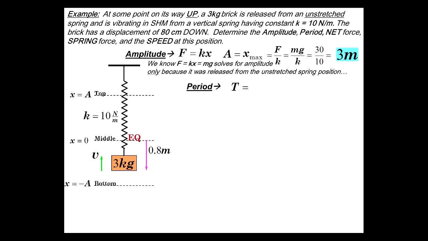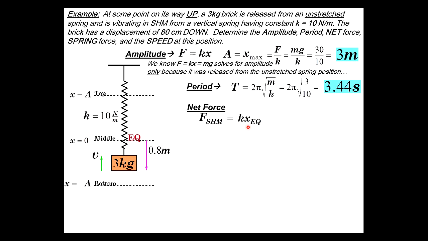Now let's find the period. Period, 2 pi square root of m over k. Just plug and chug. We have m, we have k, and out pops 3.44 seconds. So we now have the amplitude, we have the period. Let's get the net force. The net force is the simple harmonic motion force, and it's k delta x eq. Notice I just dropped the delta because I'm lazy. I don't like to write much.